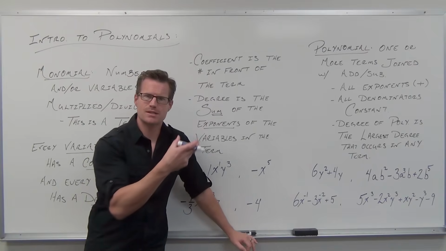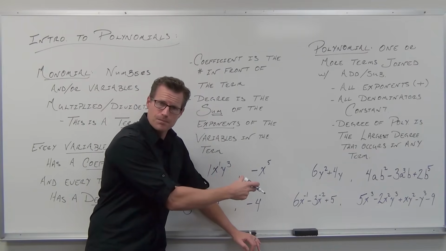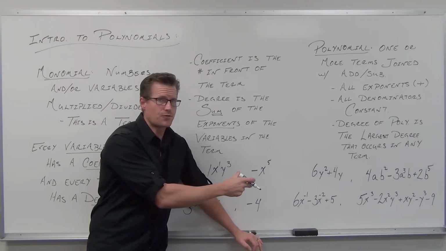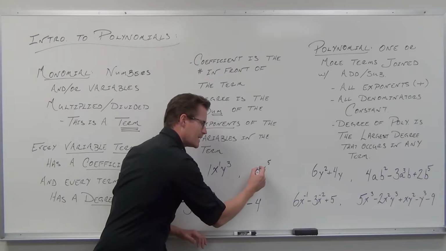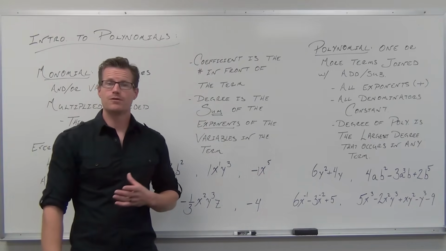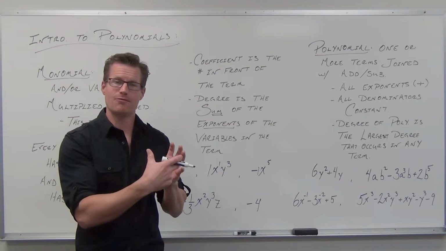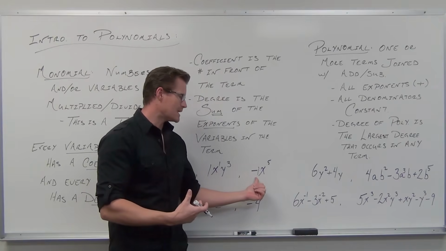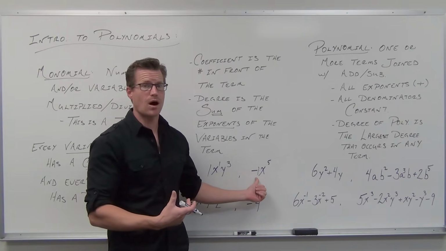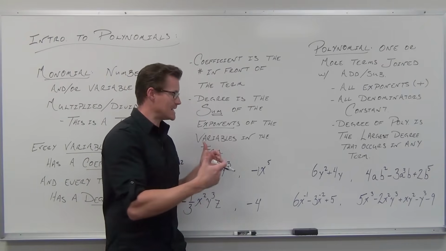The coefficient is the number in front of any variables. So this is a variable term. It certainly has a number in front of it. The number is, like this one, you can write a little 1 right there. The coefficient is -1. Coefficients always have the sign of the term in it. So if I have a negative out front, well, that's automatically a negative coefficient for us. Here, our coefficient is -1.